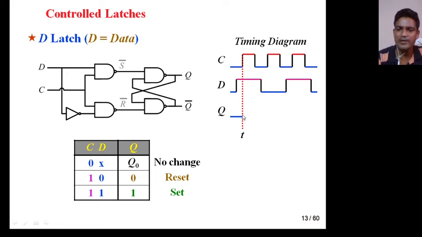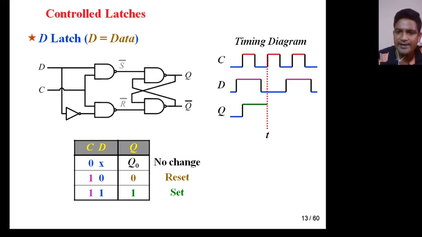Now just check what is Q. Q equal to D. From this equation you can see 0 equals 0, 1 equals 1, so Q equals D. Now you have to check at this edge what is the value of D. This is 1, so from here to here output will be 1.